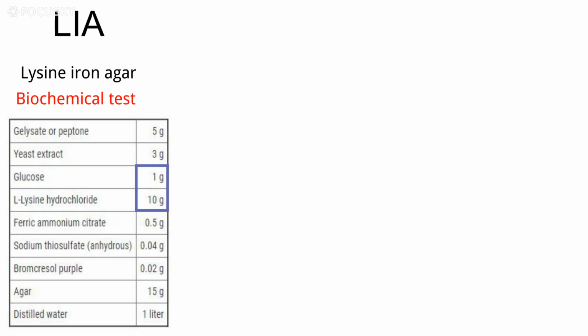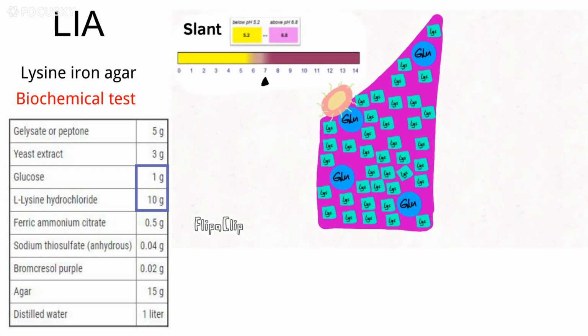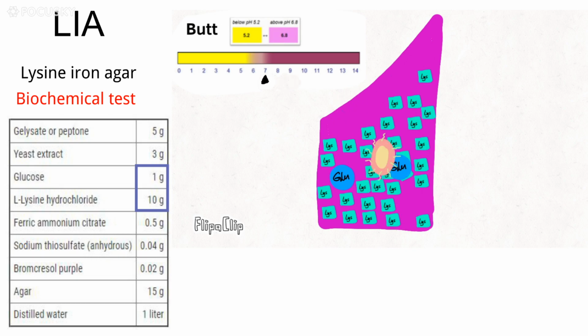When Salmonella is inoculated, the reactions on the slant are the same as those that happen on the slant of TSI. Therefore, the slant is alkaline, which allows the pH indicator bromocresol purple to stay purple. In the butt, Salmonella first ferment glucose, making the agar acidic and showing yellow color.